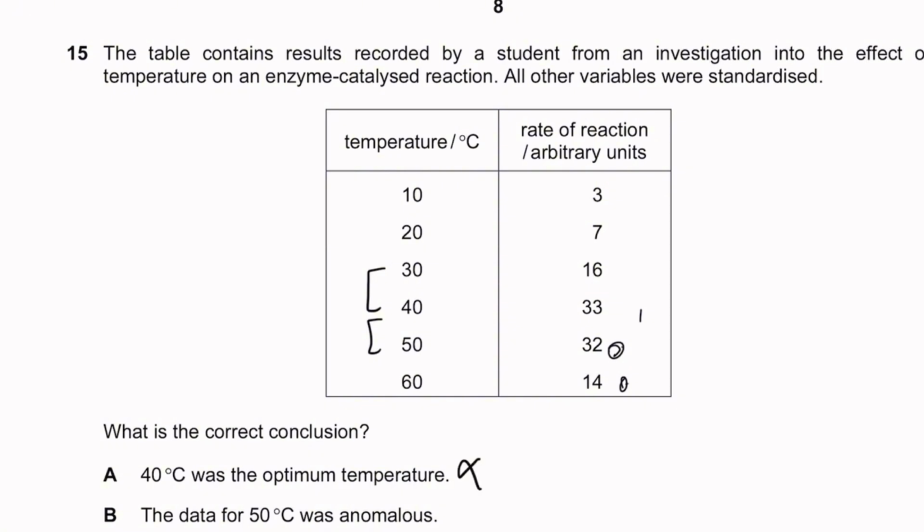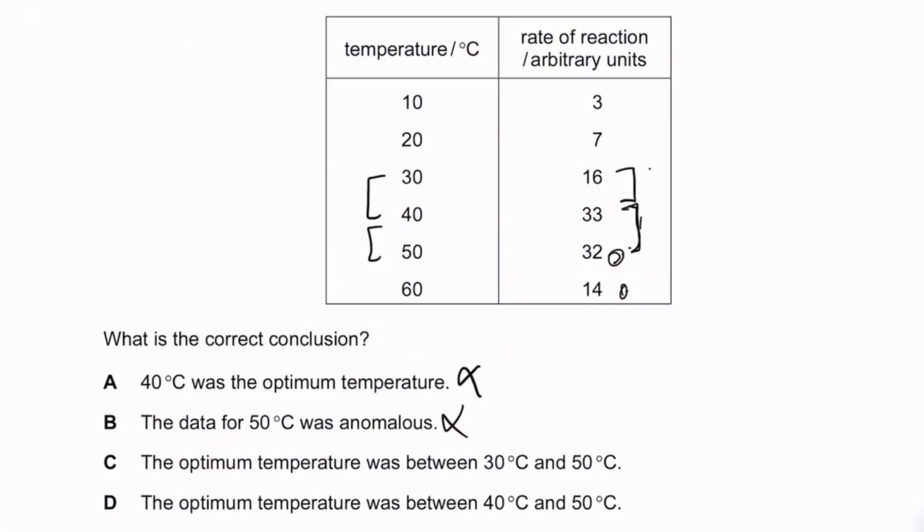The data for 50 degrees Celsius was anomalous? Not necessarily. It seems pretty accurate to me. The optimum temperature was between 30 and 50, or the optimum temperature was between 40 and 50. Between 40 and 50, the rate decreases, it doesn't really increase. However, between 30 and 40, it kind of does. And so the optimum temperature is anywhere between these, because we don't know, for example, if it goes to 34, then it decreases, or if here it was at 34, then it decreased. So it could be anywhere between 30 and 50. Don't narrow your window of options, and so C should be your answer.